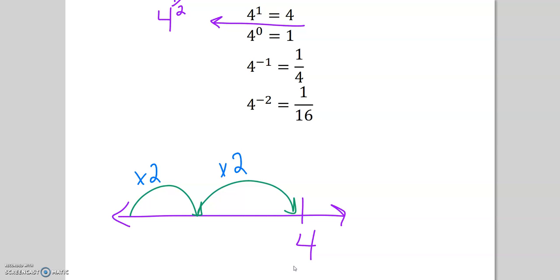So what is 1/2 of 4, or 4 to the 1/2? Well, 4 to the 1 is all the way to 4, right? But what's half of the way there? Half of the way there is just 2, because we just multiplied by 2 one time. So 4 to the 1/2 is 2.